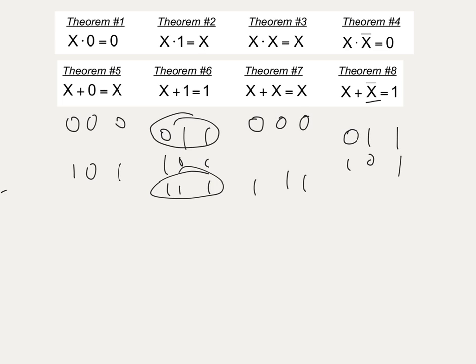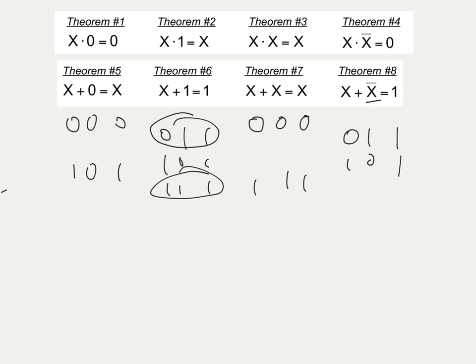Now, be careful, because look at Theorem 4 and Theorem 8. They're set up the exact same way. Something ANDed with its inverse, something ORed with its inverse, but the outputs are completely opposite, right? Totally different. Same thing over here. Anything ANDed with a 1 is itself, but anything ORed with a 1 is a 1. So you just got to be really careful.